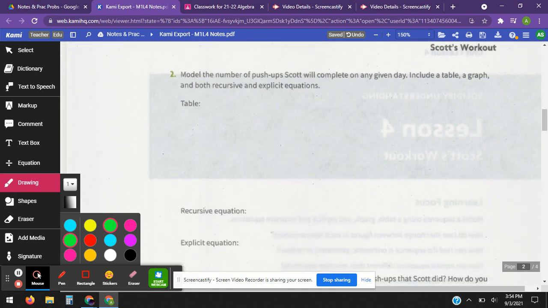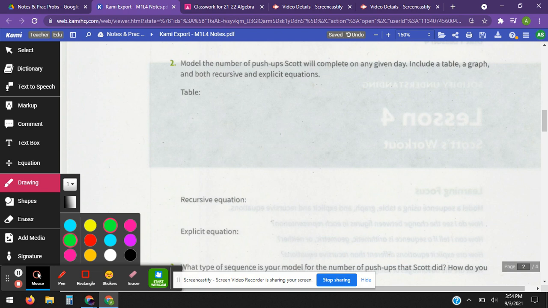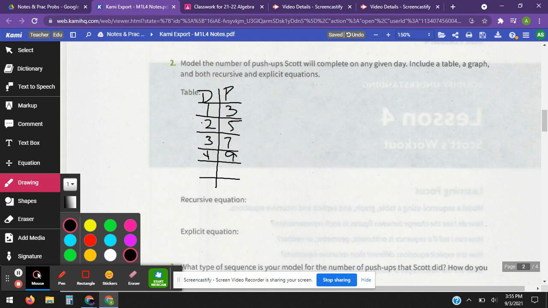Model the number of push-ups Scott will complete on any given day. Include a table, a graph, and both recursive and explicit equations. Looks like my graph did not copy on here, so we'll just have to make do. So we have days, we have push-ups. On day 1, he did 3, day 2, 5, day 3, 7, day 4, 9, day 5, 11.